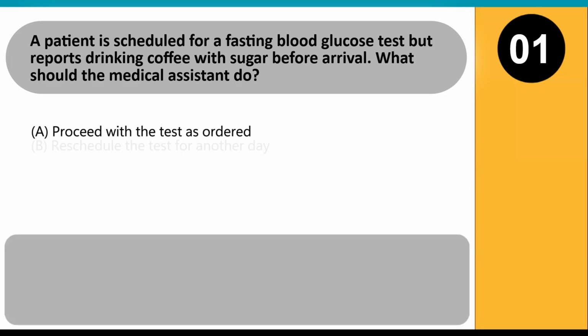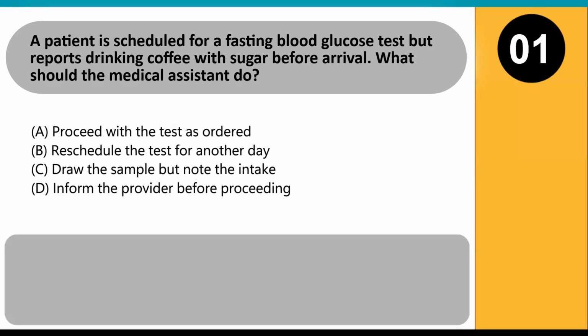A patient is scheduled for a fasting blood glucose test but reports drinking coffee with sugar before arrival. What should the medical assistant do? A. Proceed with the test as ordered. B. Reschedule the test for another day. C. Draw the sample but note the intake. D. Inform the provider before proceeding.